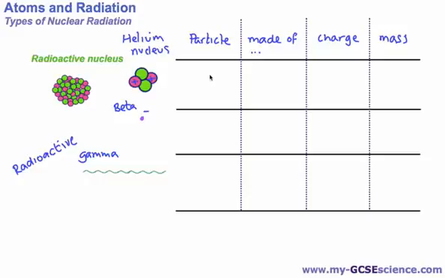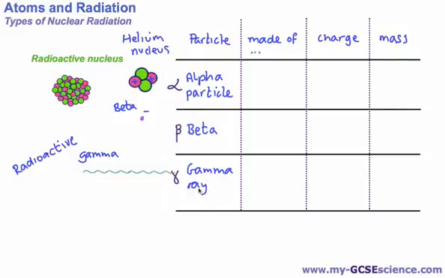So we have our table here to summarize the different features of these different types of particle, and in this table we have alpha particle, beta, and gamma ray. Remember, the gamma ray is an electromagnetic wave, the beta particle is an electron, and the alpha particle is a helium nucleus, or two protons and two neutrons.